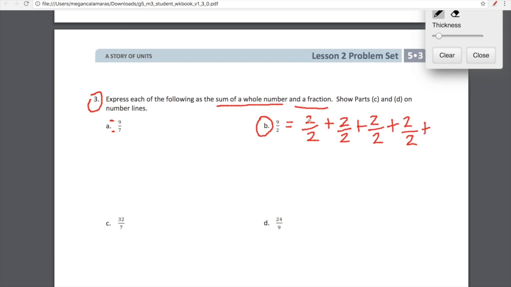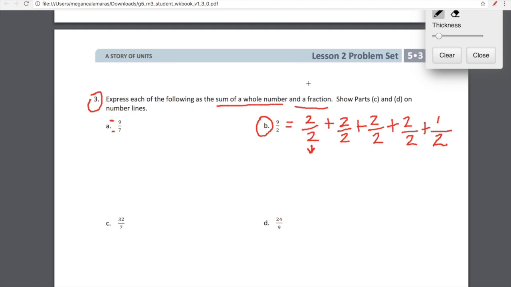So we decomposed 9/2 into 2, 4, 6, 8 halves. And we have 1/2 left over. So 9/2 is the same as 2/2 plus 2/2 plus 2/2 plus 2/2 plus 1/2. You guys are probably already thinking about the fact that we can now rename 2/2.